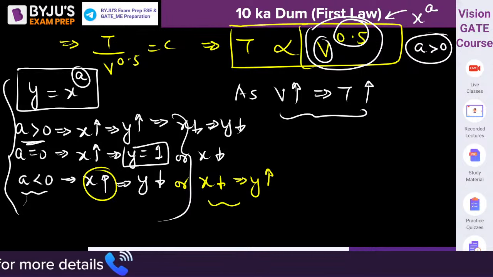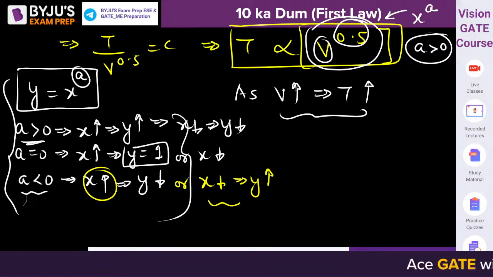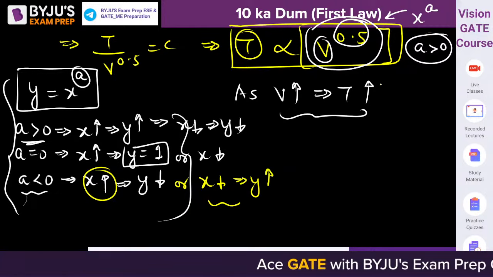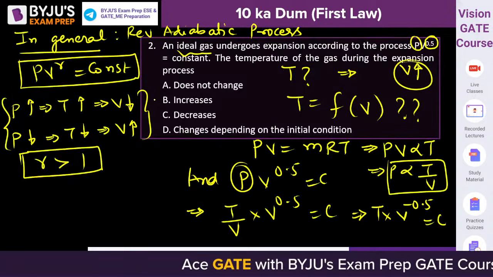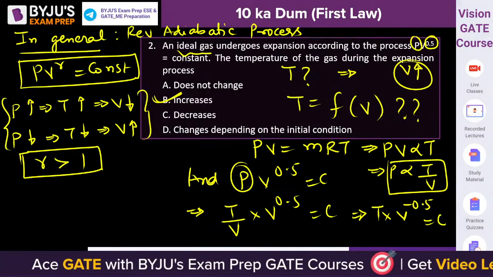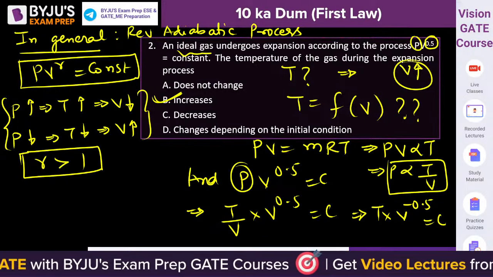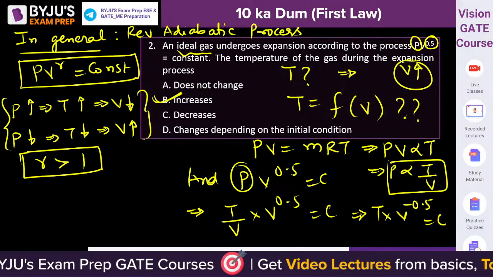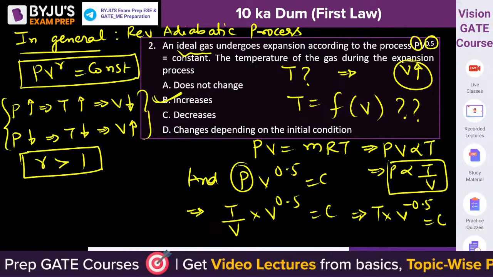So this can be treated as x to the power a. The right hand side can be assumed as x to the power a, because a is positive. So by increasing x, that is V, y will increase, and T is proportional to y. So the correct answer to this question will be, it will increase. Yes or no? Ram, your answer is incorrect. It will increase. It is not a reversible adiabatic process.